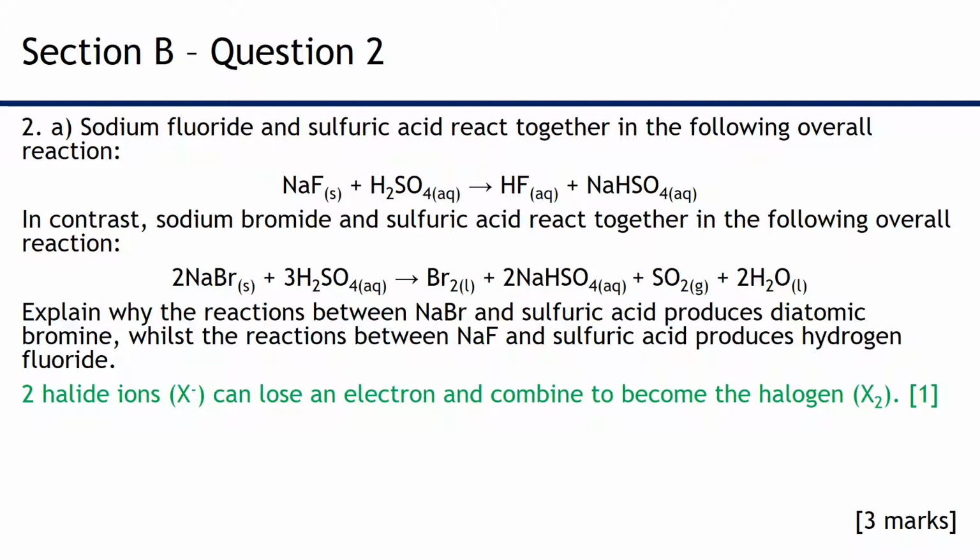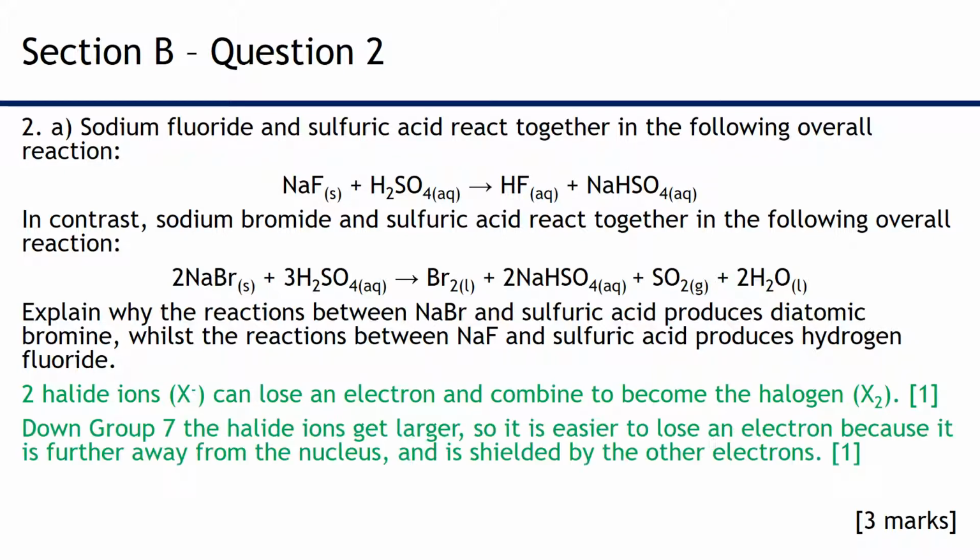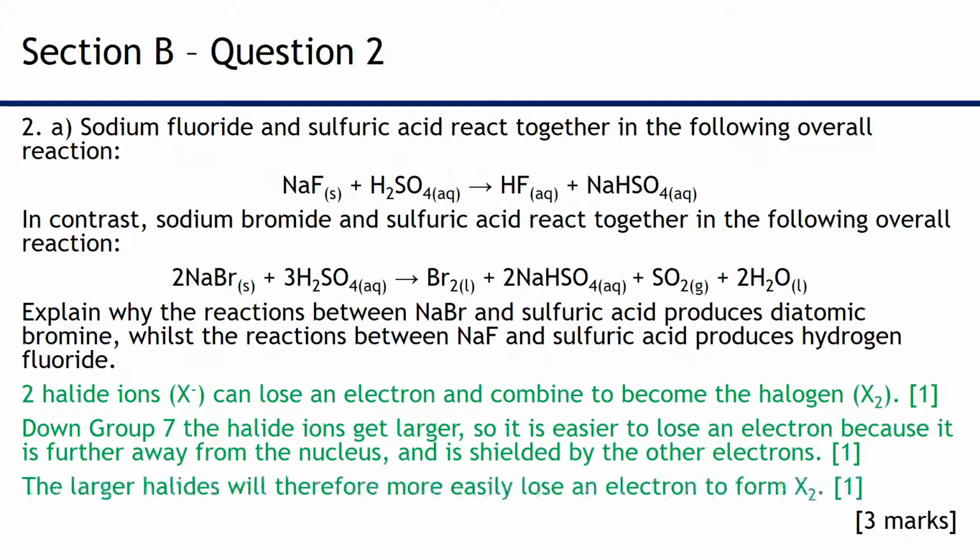So the answer that is being looked for here should be something along the following lines. Two halide ions, X-, can lose an electron and combine to become the halogen, X2. Down group 7, the halide ions get larger, so it is easier to lose an electron because it is further away from the nucleus and is shielded by the other electrons. The larger halides will therefore more easily lose an electron to form X2. So bromine, being further down the group and being larger, is able to lose an electron more easily to form X2 compared to fluorine, which is right at the top of the group.